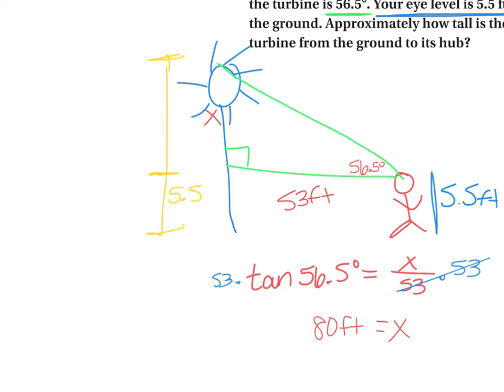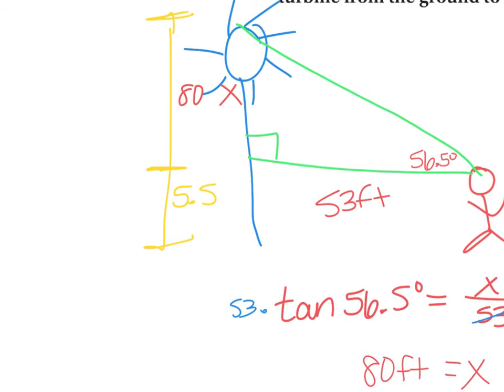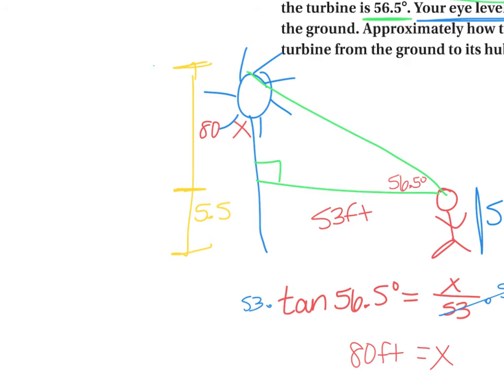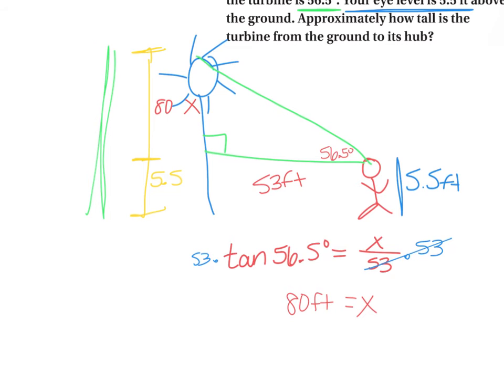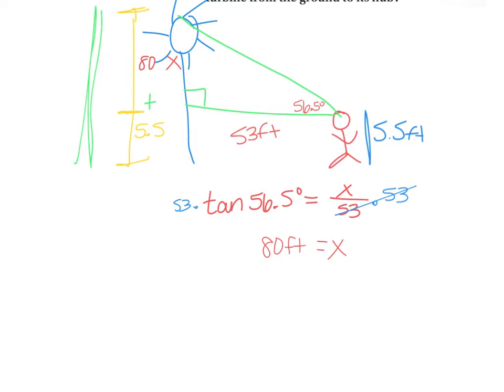So if we know x from here to here is 80 feet, we're trying to find the whole distance right here. We're going to have to do 80 plus that 5.5 feet. So the distance is 85.5 feet. That is how tall it is. And that's it.